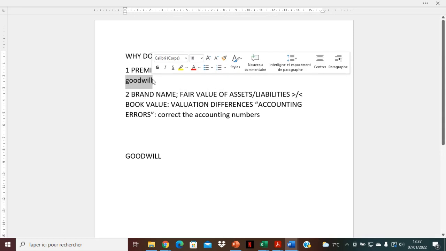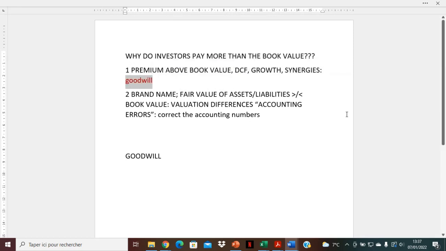So the goodwill is actually all of this. So I don't know what it is specifically. If I have a goodwill of 200, I cannot tell you if the 200 is the synergies or the growth or DCF or the premium or all of this together. I don't know. I just know in total I paid a goodwill of 200. Okay.